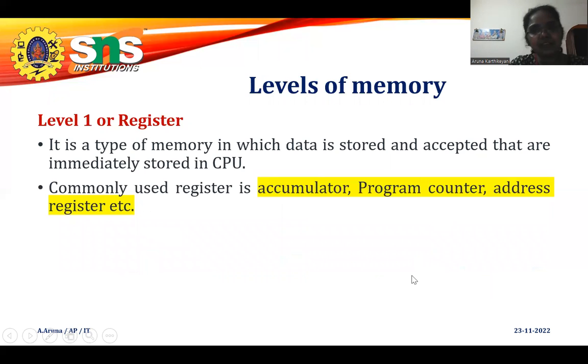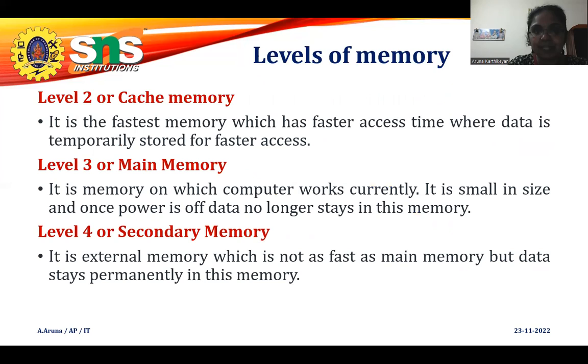There are different levels of memory in our processor. Level one is the register. A register is present inside your processor, so it is very much faster. Examples of registers are the accumulator, program counter, and address register. The second level of memory is the cache memory. We know that cache memory is used for frequently used data, it is the fastest memory, and its cost is higher than the main memory. It is also a temporary storage, not a permanent storage.